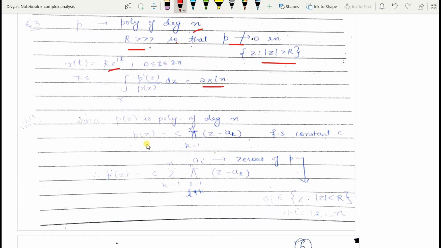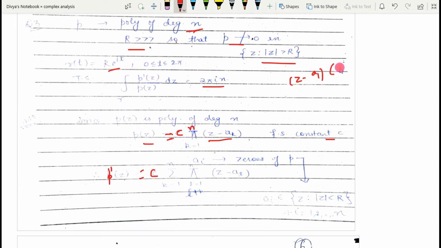Now, to prove this, we are given p is a polynomial of degree n. Therefore, p can be written as a product of n linear factors, z minus ak, where k is from 1 to n, for some constant c, a constant multiple. So p can be written as this. Now, if we are finding the derivative of p, then p dash would be nothing but c as it is.